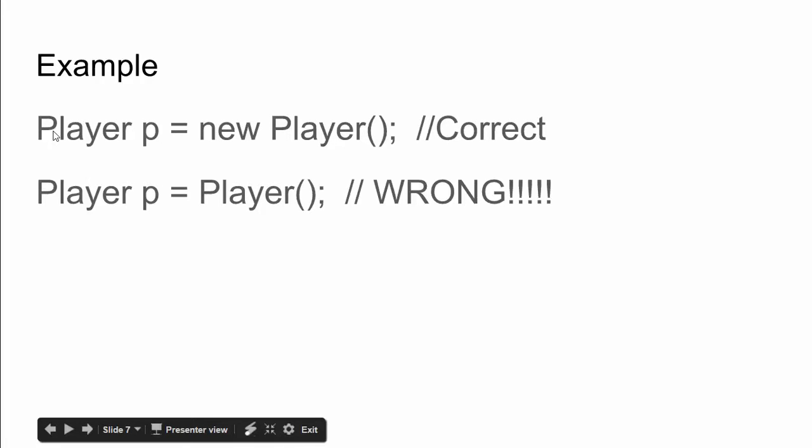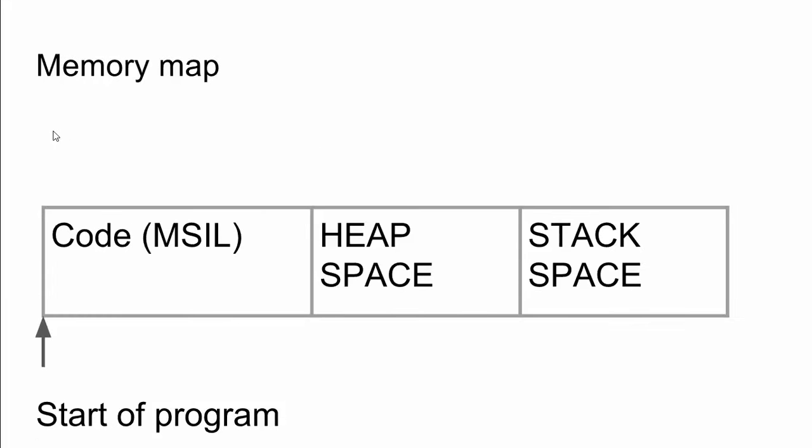Okay, so let's take a look at how your program actually is organized in the computer's memory when it's running. Your program chunk has three major pieces. The first part is your code, the Microsoft intermediate language, the machine language that your code gets crunched down into. So the first chunk of your program in memory is going to be the code. And then there's two segments that are stuck on the end of that: one is called the heap, and the other one is called the stack.